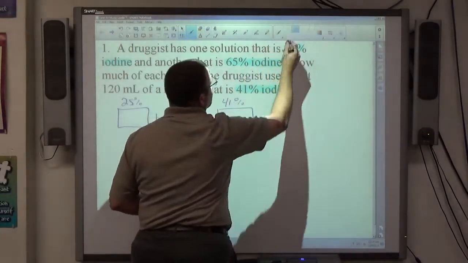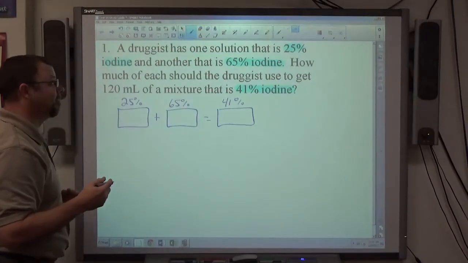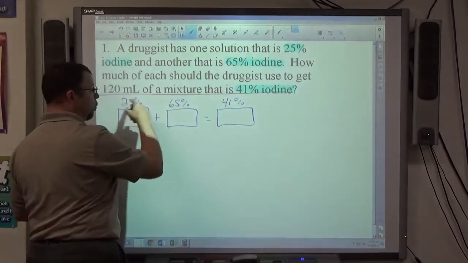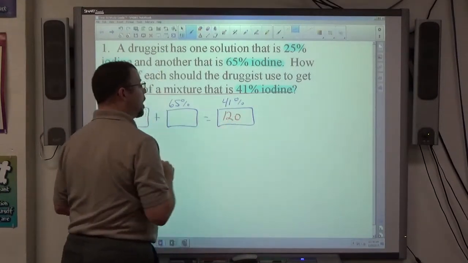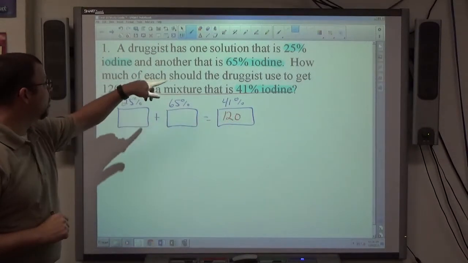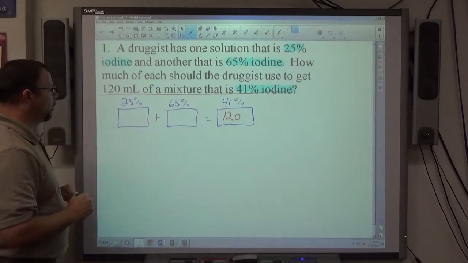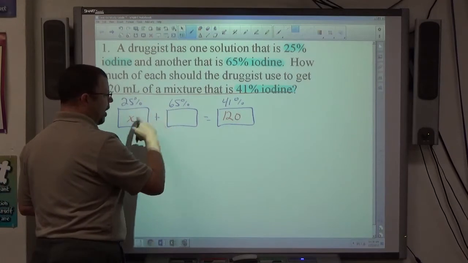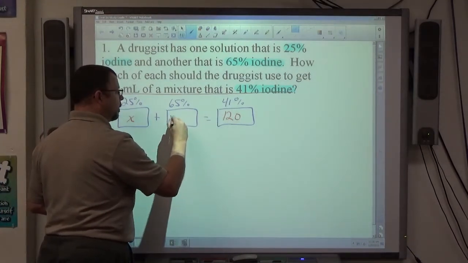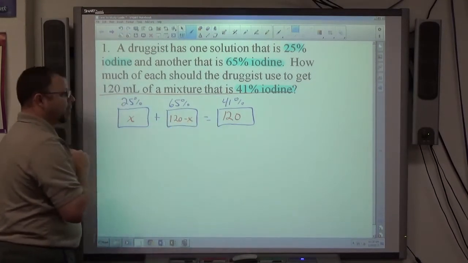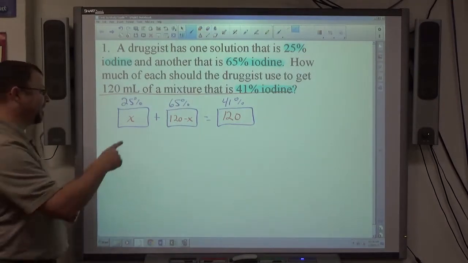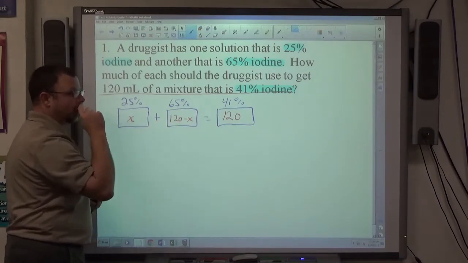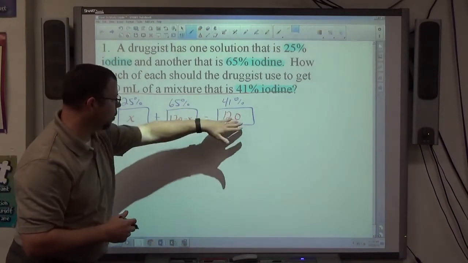Next thing we focus on is what we know as far as the exact amount of anything. 120 milliliters of 41%, so 120 goes in the 41% box. It says how much of each, so we don't know either one of these two. That implies that if this is X, and these two have to be combined to make 120, then 120 minus X is what's left over. For example, if this is 10, 120 minus 10 is 110, 10 and 110 make 120. So our goal is to create 120 over here.